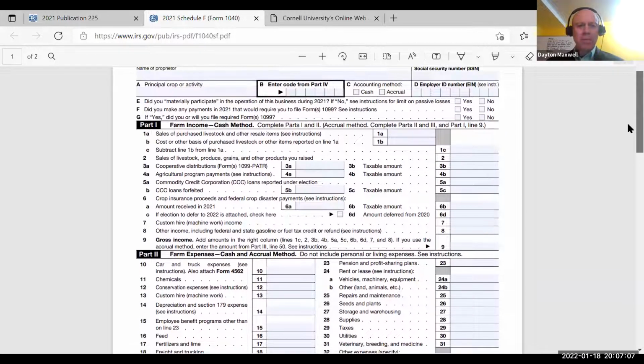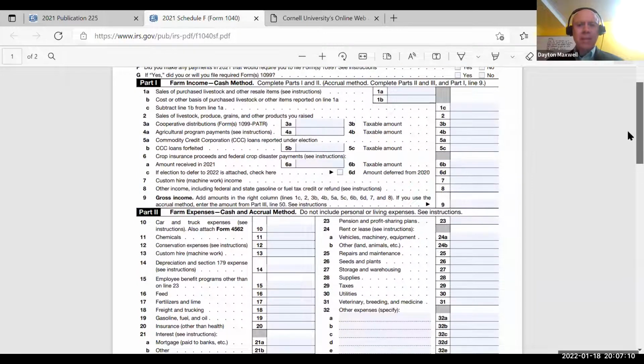Then there are some questions about your participation in the business. And then the top side is the income. These are fairly generic, okay? On the income side, I would encourage record keeping that is more detailed than the Schedule F. Sales of purchased livestock or other resale items, cooperative distributions, agricultural program payments, CCC loans, government income, et cetera, et cetera.